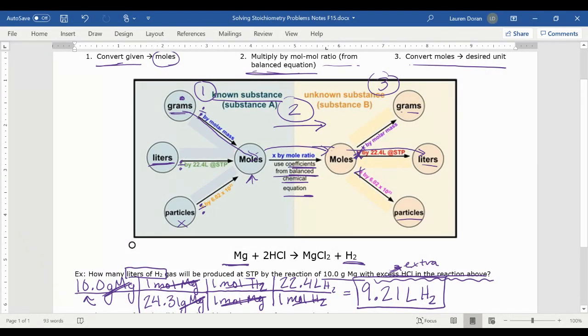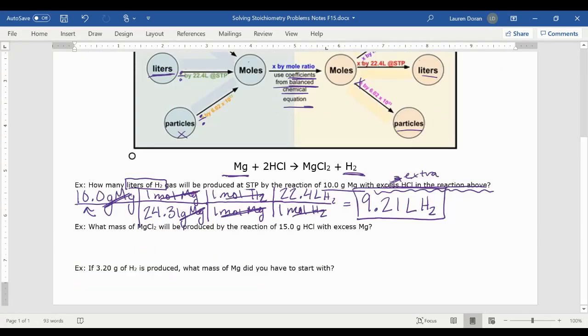Notice how in my problem and in my work, I kept the units and the substances. Without the substances, those units don't really have much meaning, so it's important to keep both. And I promise it will help you as you work through the problems. So let's try another example. What mass of MgCl2 will be produced by the reaction of 15.0 grams of HCl with excess Mg?